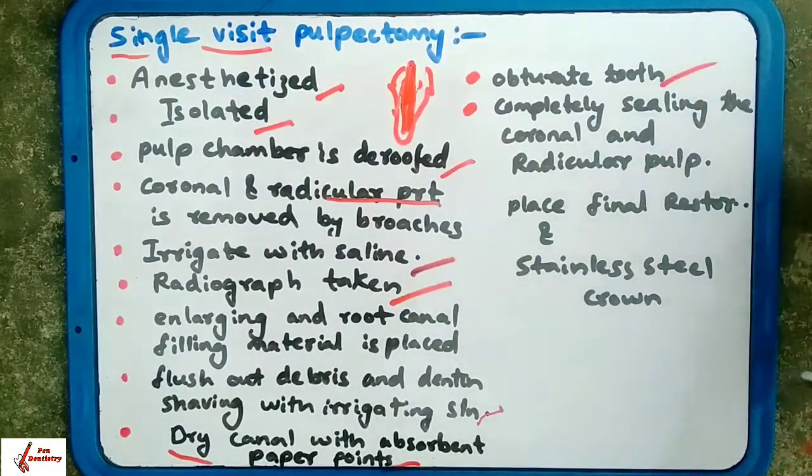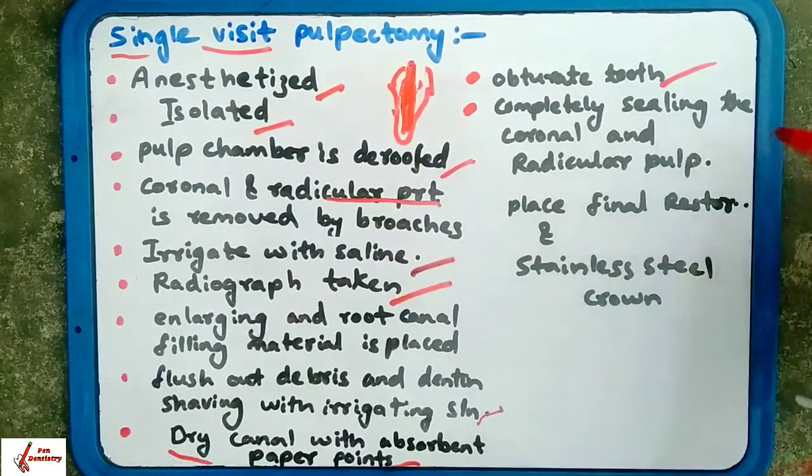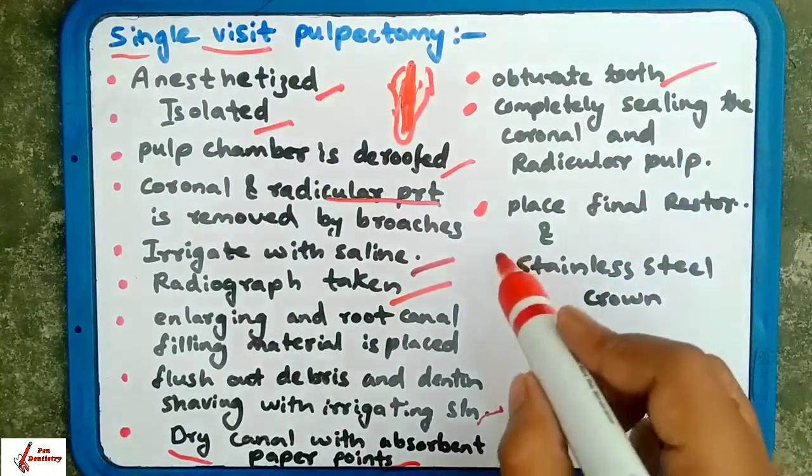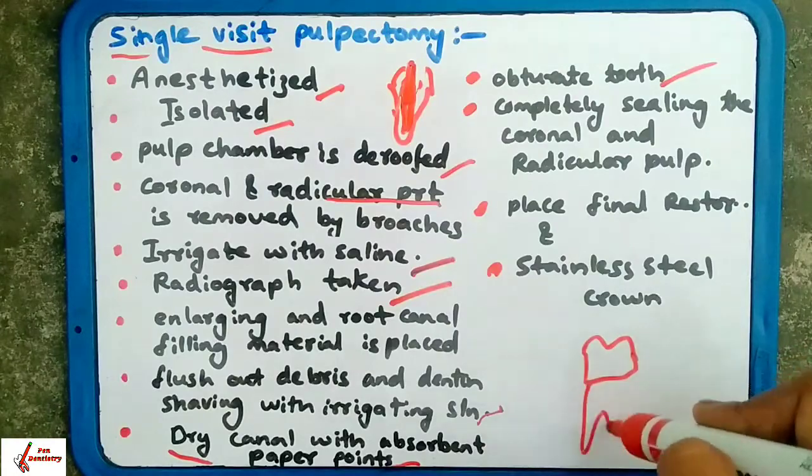You will obturate, and then complete sealing is done. The coronal and radicular pulp is sealed completely. Then the final restoration is done, and then a stainless steel crown is placed on the tooth.